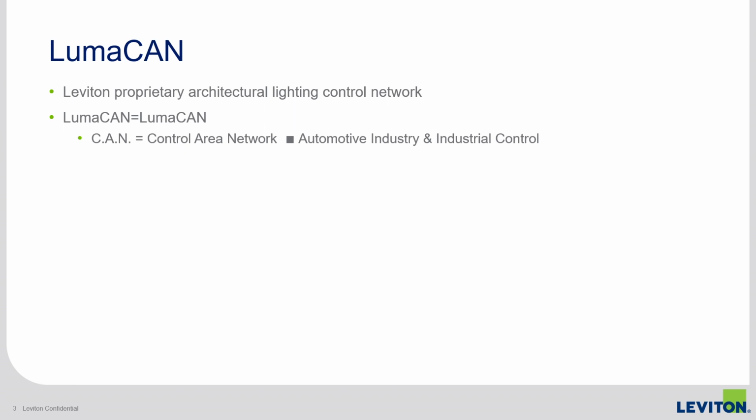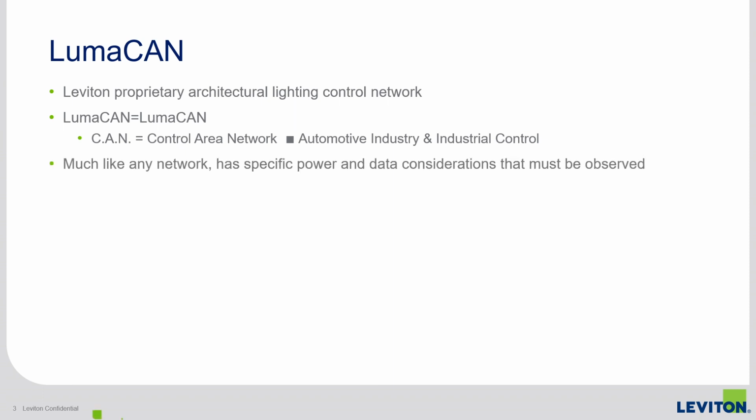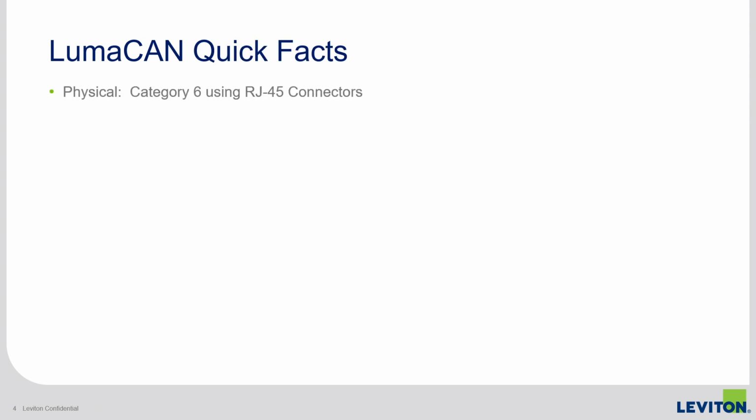In fact, if any of you have heard about the OBD2 port on your car, it's a port that you can plug in and do some basic diagnostics work and kind of see how your car's operating. Well, that really is just a CAN port. In fact, even the stereos in your car now connect up to the CAN-based network. So it's very robust, it's very reliable, and that's one of the reasons why we selected it for our lighting control network. Much like any network, it has specific power and data considerations that must be observed, and we're going to be working through those today.